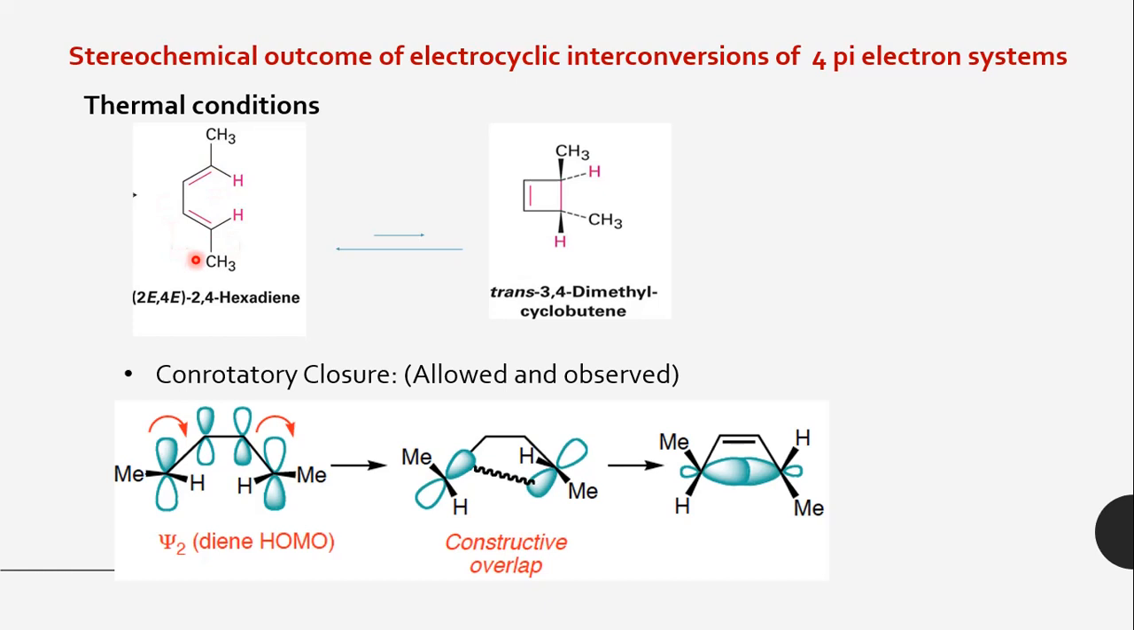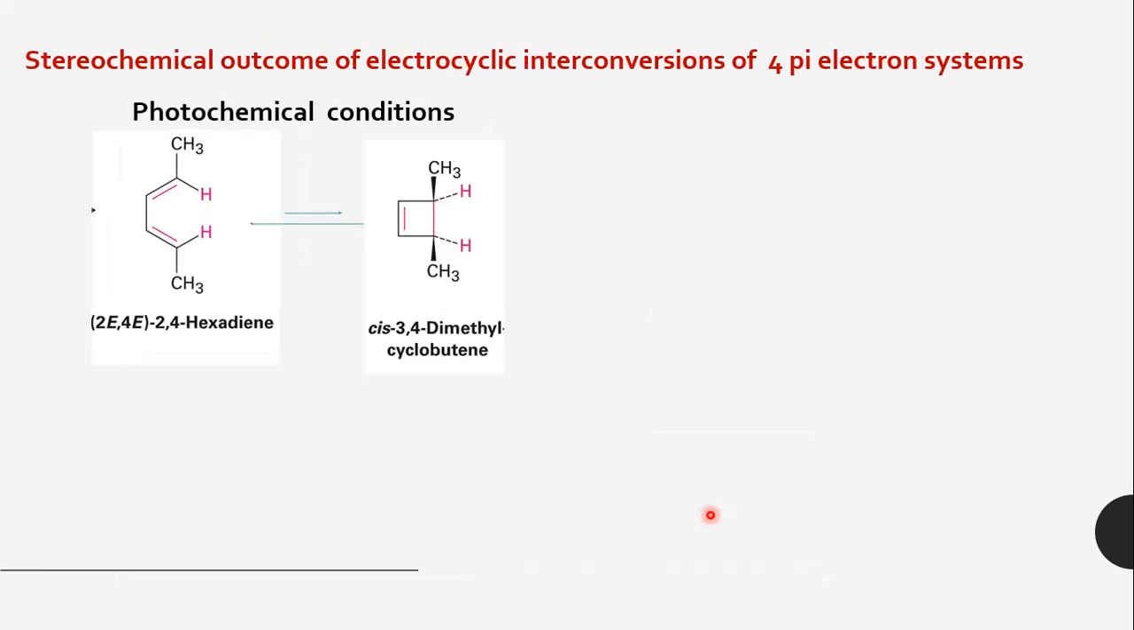2E,4E-2,4-hexadiene is a 4-pi electron system. So there are 4 molecular orbitals and Psi2 is going to be my HOMO. If I have to bring about a constructive overlap, the terminal lobes have like signs on the opposite sides. So this will have to undergo a conrotatory closure, and if I rotate it in this clockwise direction, both the lobes in the clockwise direction, there is going to be a constructive overlap, but this methyl would go up, this methyl would come down, and you would end up with the trans isomer. You could as well have done the anti-clockwise rotation, in which case this methyl would have been here, this methyl would have been here, and you would still have a trans product.